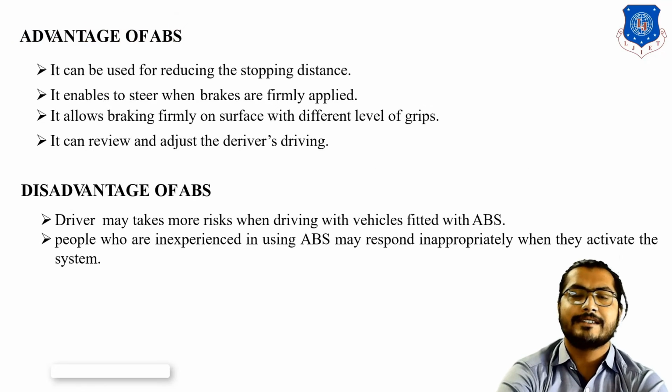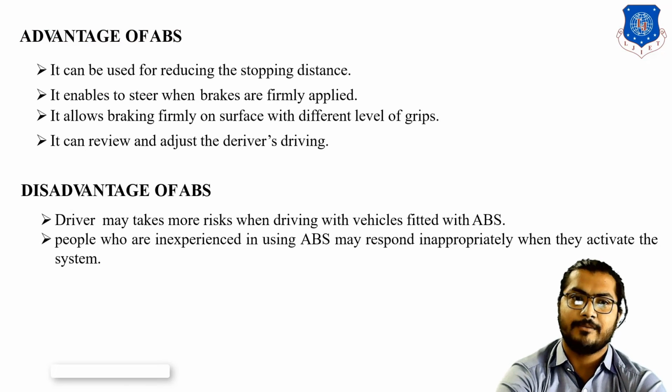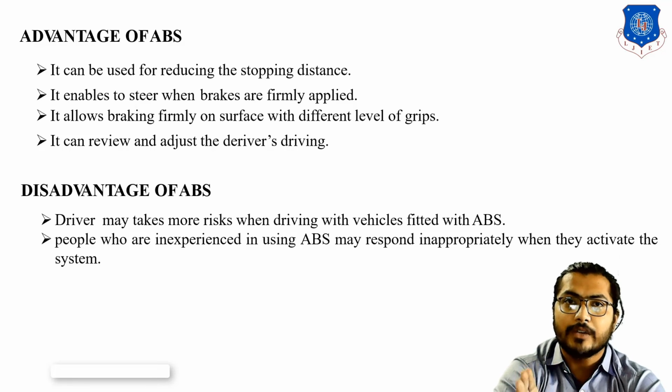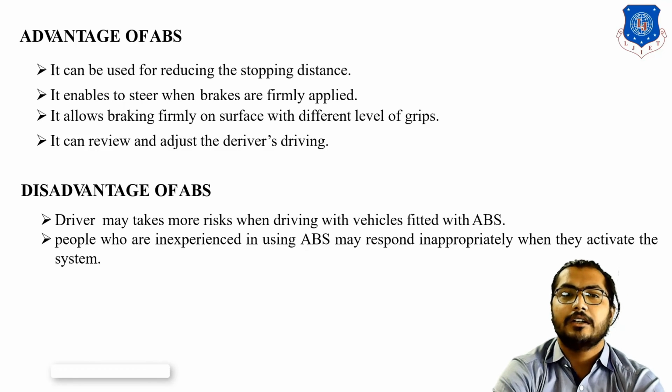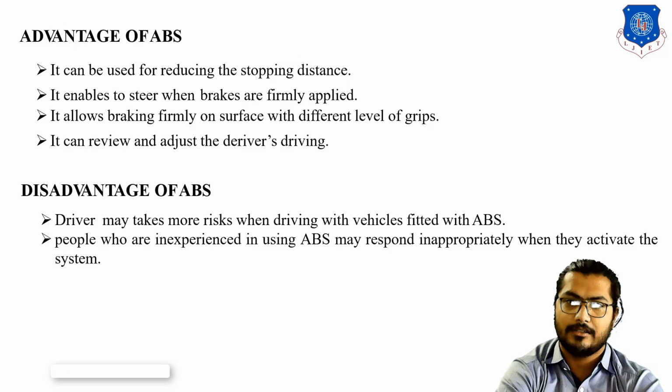Next, the advantages of the ABS system. It can be used for reducing the stopping distance, which means your braking efficiency is good. It enables steering when the brake is firmly applied, which means you can easily turn your vehicle in a smooth manner. It allows firm braking on surfaces with different levels of grip. It can also review and adjust the driver's driving.